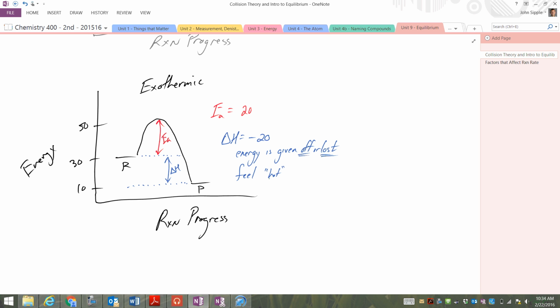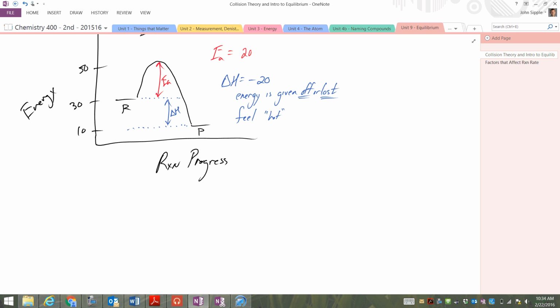All right, and just one other quick comment about the energy of activation. We talked about that, like, hey, that's the amount of energy needed for the reaction to occur. That goes back to collision theory, right? That's the amount of energy needed.